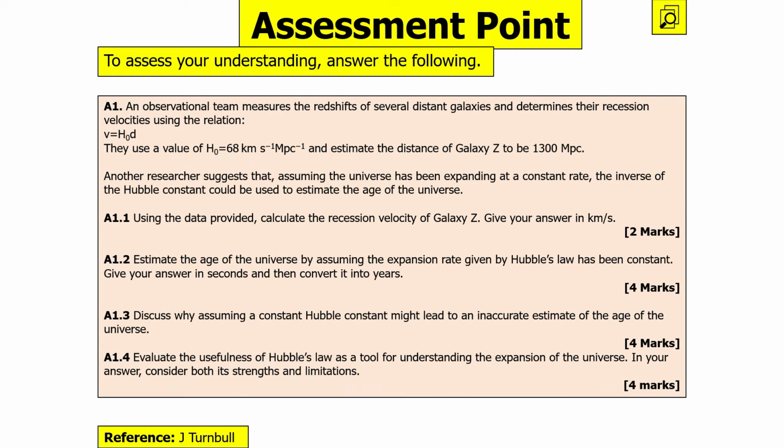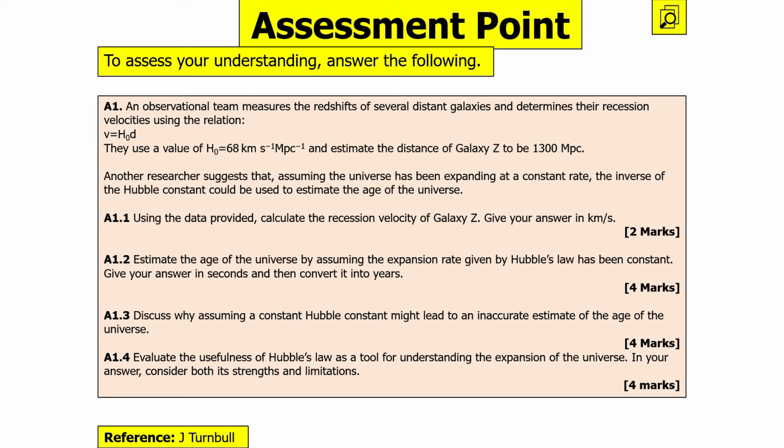uncertainties. An observation team measures the redshifts of several distant galaxies and determines their recession velocities using the equation v equals Hd. They use a value of H of 68 km per second per megaparsec and estimate the distance of galaxy Z to be 1300 megaparsecs. Another researcher suggests that, assuming the universe has been expanding at a constant rate, the inverse of the Hubble constant could be used to estimate the age of the universe.